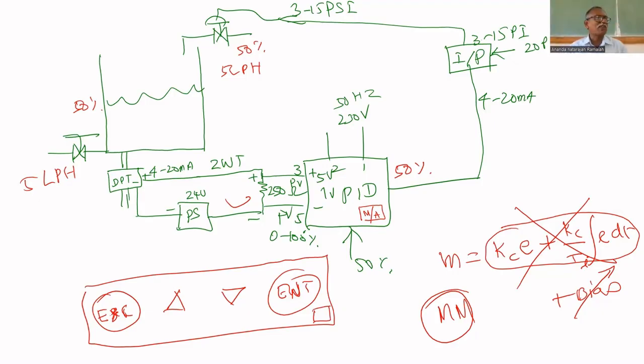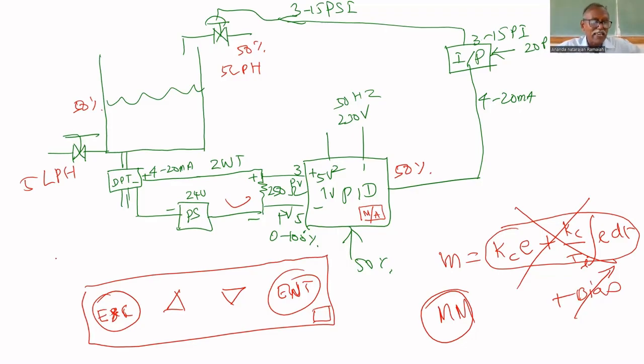Level remains at 50%. Now check whether the level is settled or not. Third point: check whether the level is settled or not. When will it settle? If inflow rate equals outflow rate, then only it will settle. How to find whether it is settled or not?